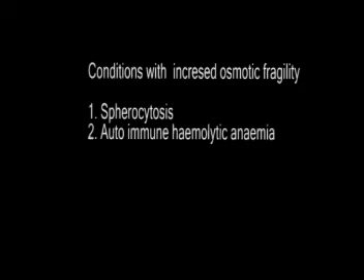Conditions that increase the osmotic fragility of red cells: spherocytosis and autoimmune hemolytic anemias. Conditions that decrease the osmotic fragility: sickle cell anemia. You can see the same osmotic fragility test done here with blood with increased osmotic fragility. Here the lysis starts early, in the tube with 0.75 gram per deciliter sodium chloride concentration.